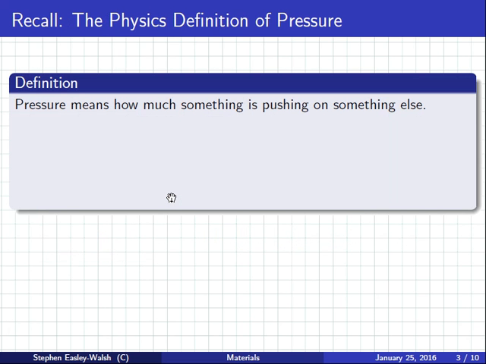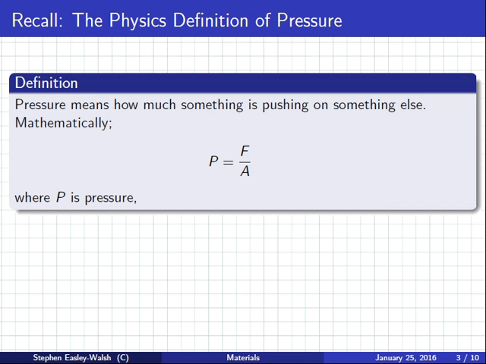Definition. Pressure is a word you probably know. Pressure means how much something is pushing on something else. So as a formula, pressure is force over area. No, pressure is force on area. Yeah, force over area is pressure.